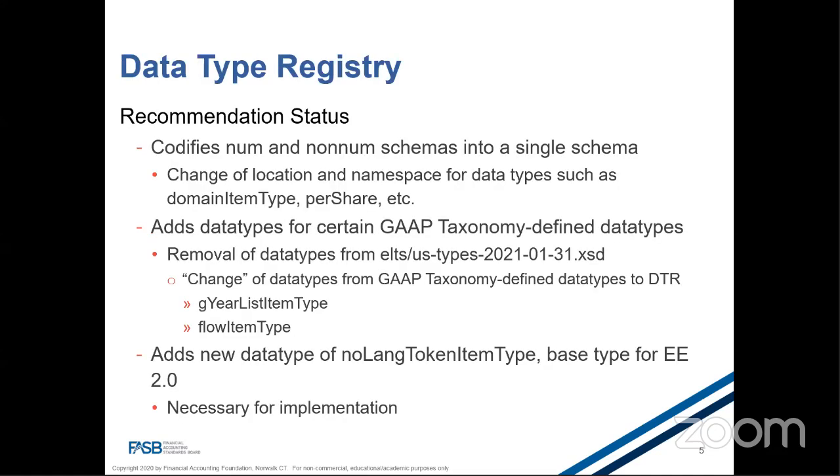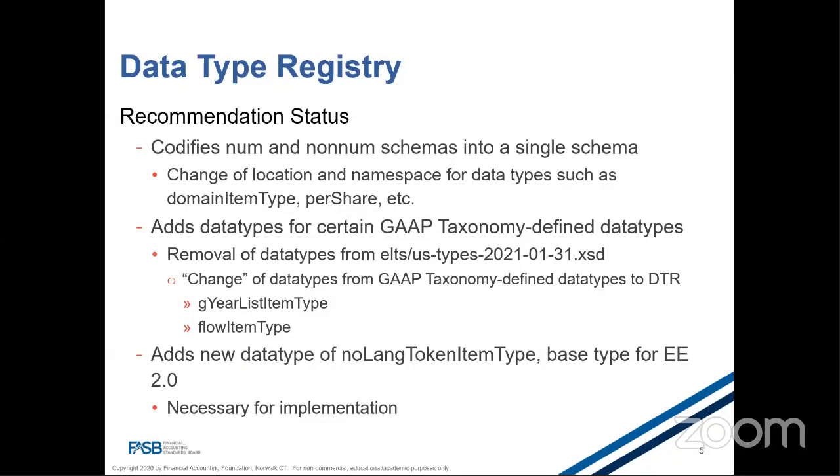First up, the DTR. We're starting with this, even though the headline is really the extensible enumerations. The DTR is an integral part of implementing extensible enumerations, and it's a change that is important to have for the taxonomy, even regardless of EE 2.0 implementation. It's not only a registry, it's a process that was put in place by XBRL International to identify new data types to be codified and have broad applicability across a number of different projects.